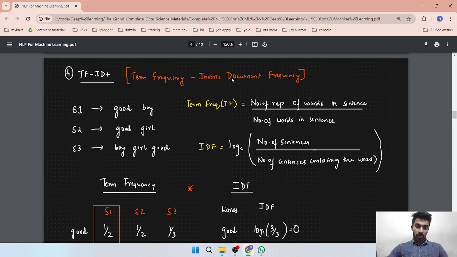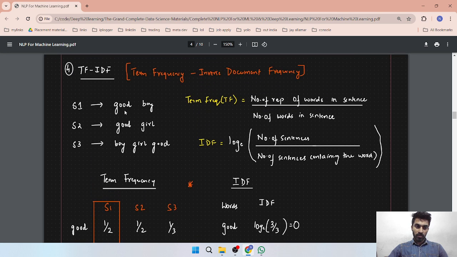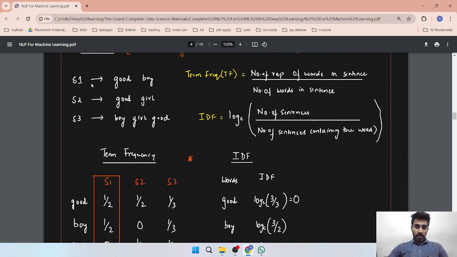So term frequency, remember this word: term frequency, inverse document frequency. We will come to that point. Suppose you have sentences: good boy, good girl, boy girl good. In TF-IDF, if a word is repeating many times, like good, which is coming in every sentence, we will give low priority to that word.